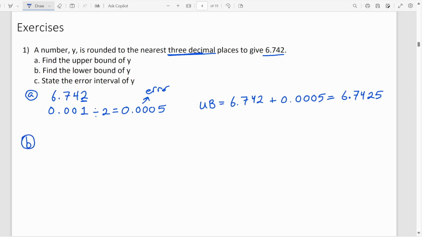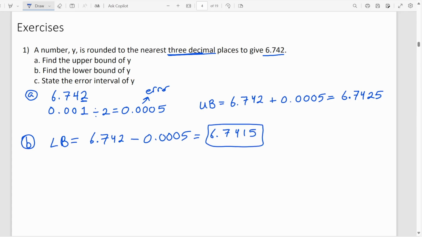Find the lower bound of y. So the lower bound, it's the original number, 6.742, and instead now we're going to subtract 0.0005, and this gives you 6.7415. This is the answer. Okay, and this is the answer for the upper bound.